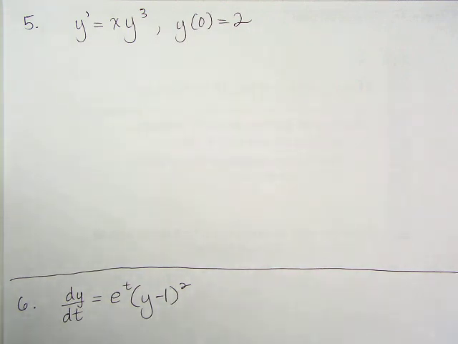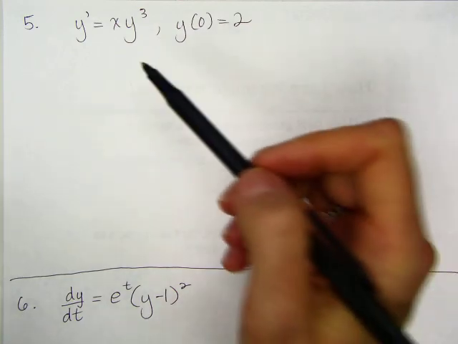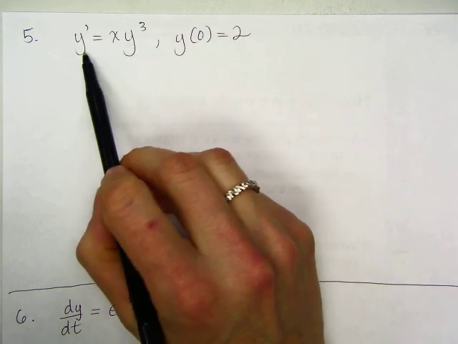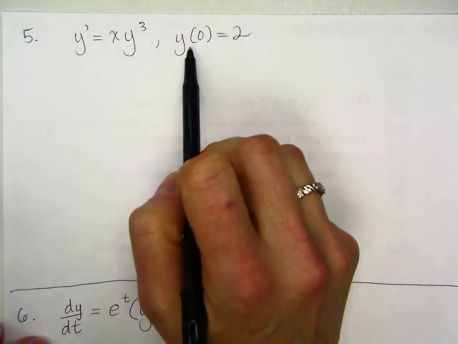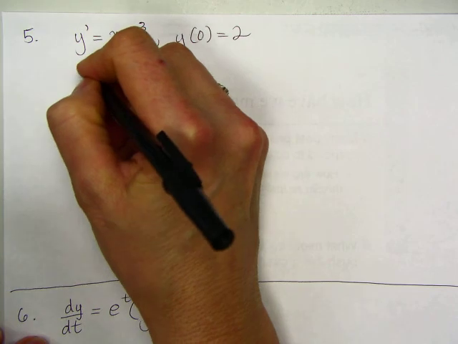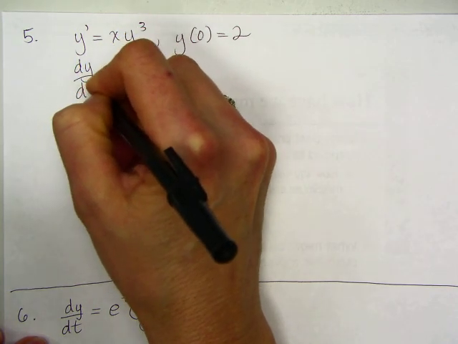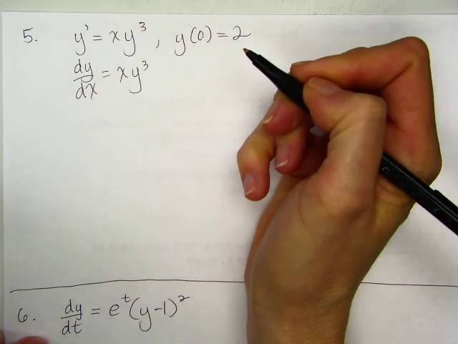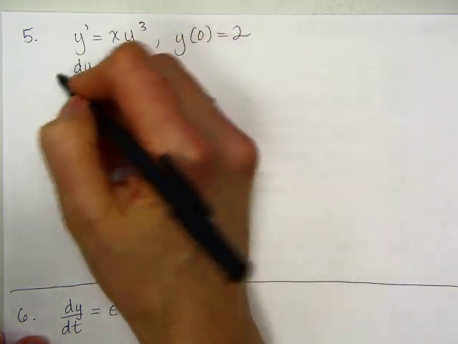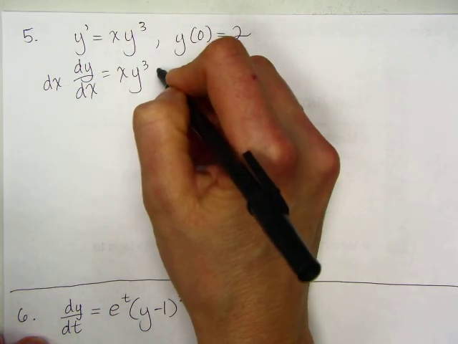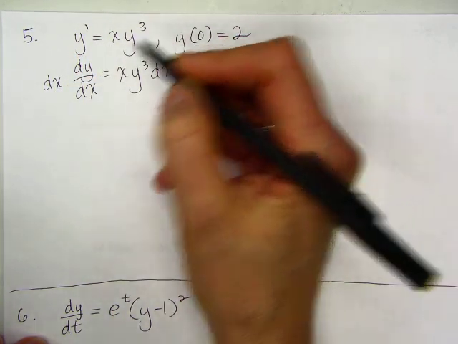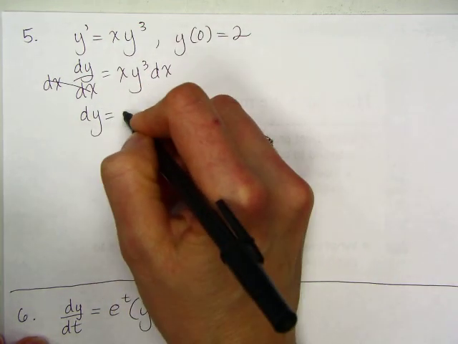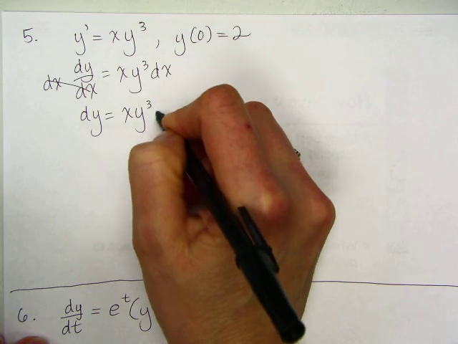All right, number 5 is a differential equation, and we want to figure out what the original equation was with this specific point. We need to separate the x's and y's, so we're going to replace y prime by dy over dx. Multiply both sides by dx, and these cancel. And so we have dy equals xy cubed dx.